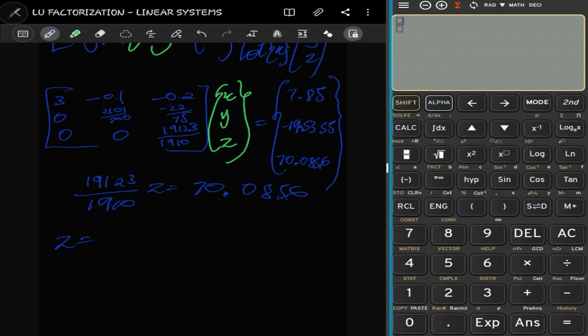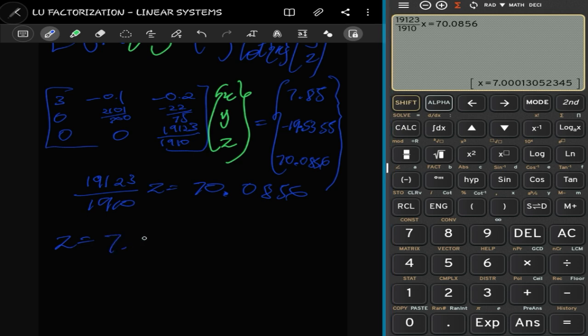Let's see. 19123 all on 1910. The z is what we're trying to find, right? 70.0856. So let's see. That gives us a z of 7.0001 dp, right? Okay. Now I move on to the next one.